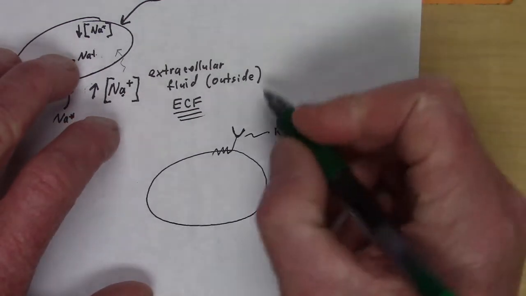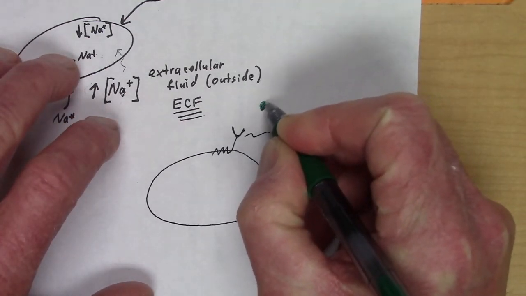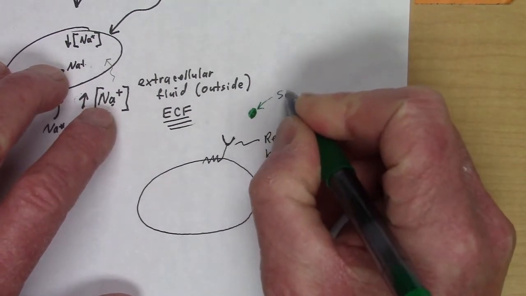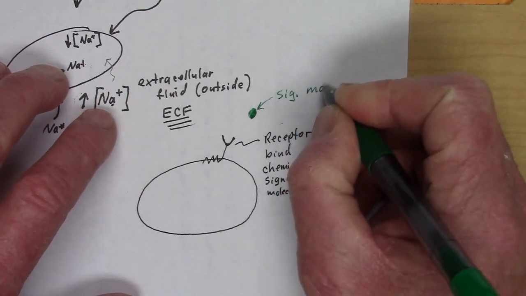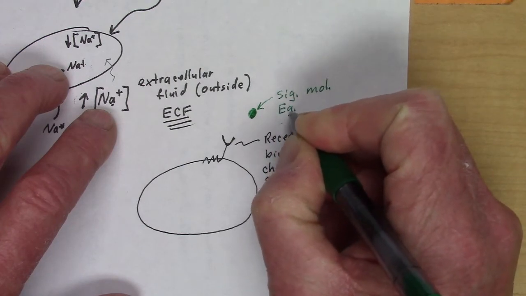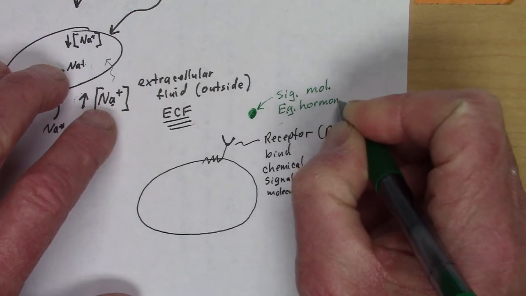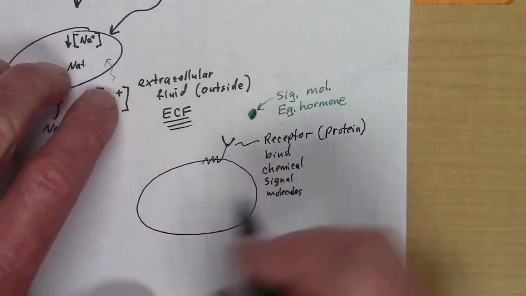Here comes a signal molecule. Let's pretend maybe it has come through the blood. And this signal molecule, I'll just abbreviate sigmol for signal molecule. It could be a hormone. So, for example, a hormone. And in A and P, we'll look at the endocrine system that discusses hormones.